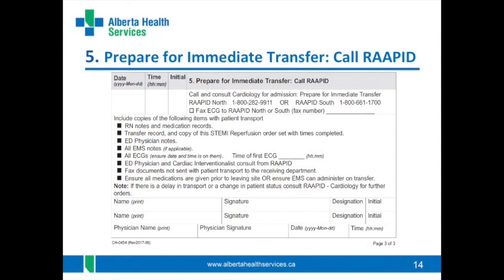There's a whole bunch of documents that need to be sent to support documentation when planning for transfer, and there is a timestamp available there for first ECG that we do require, important for us from a quality assurance perspective, but also from a research standpoint as well.